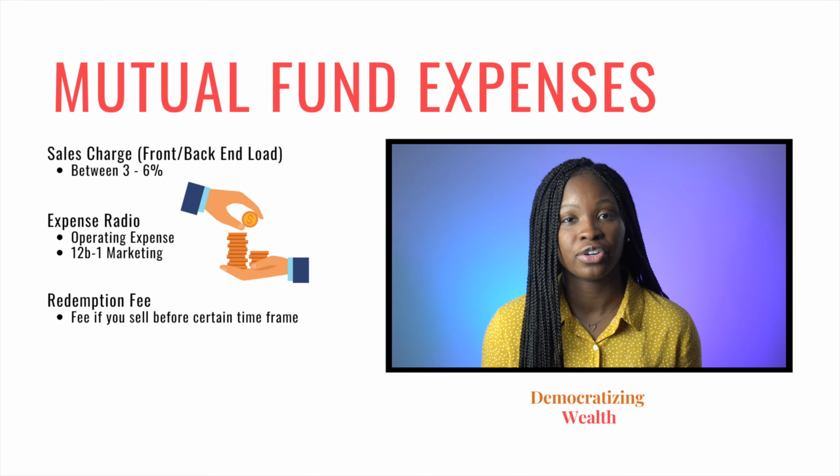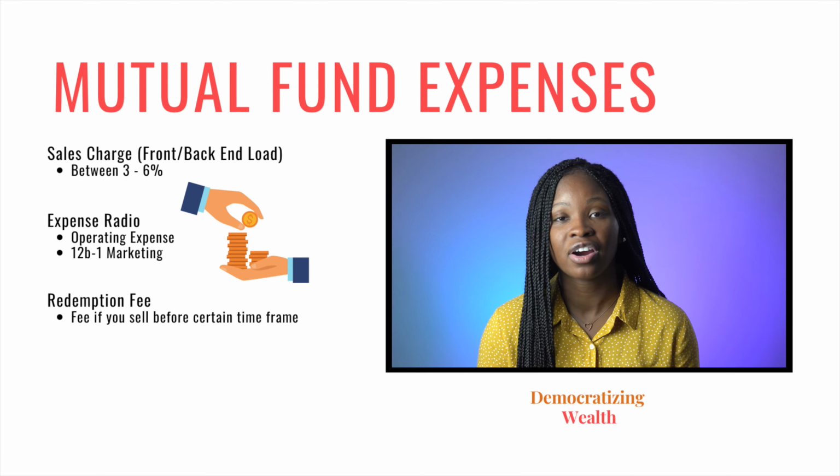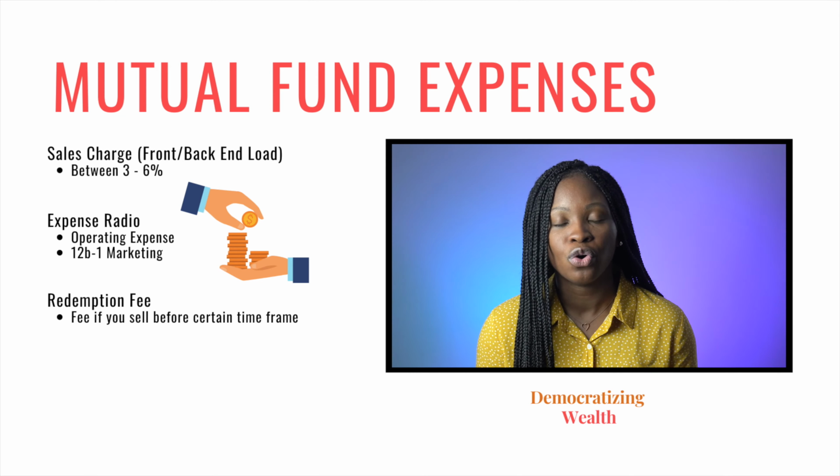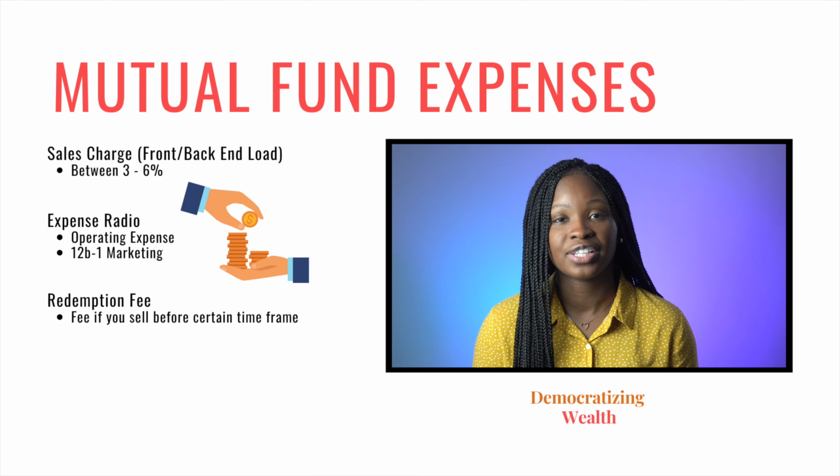The next thing we have is an expense ratio, which we mentioned earlier. That's pretty much the management fee, and it's going to vary from fund to fund. Vanguard has the lowest expense ratios on their ETFs, usually around 0.04%. So that means for every $1,000 you invest, you're only paying 4 cents, which is actually a pretty good deal if you think about it.